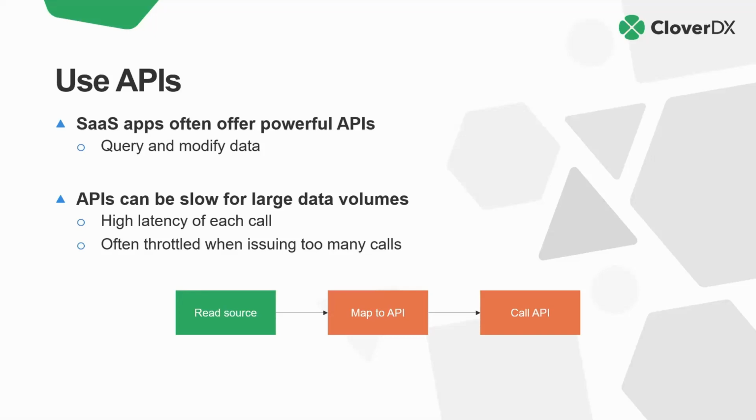In Clover, we have components that allow you to do this. A component called, for example, HTTP Connector allows you to do REST APIs, or web service clients for SOAP APIs.